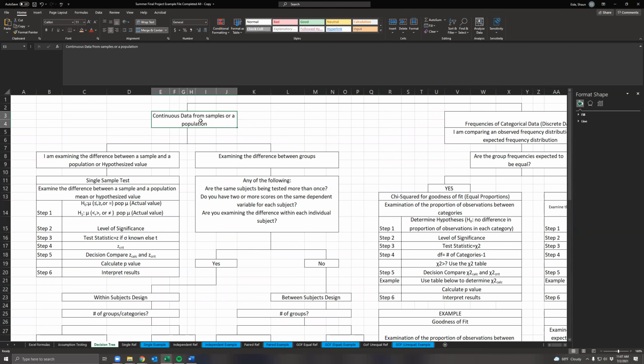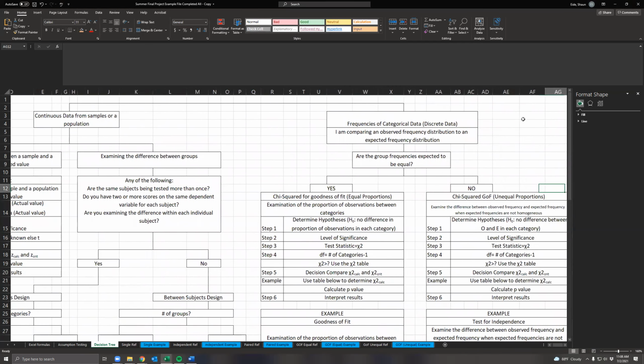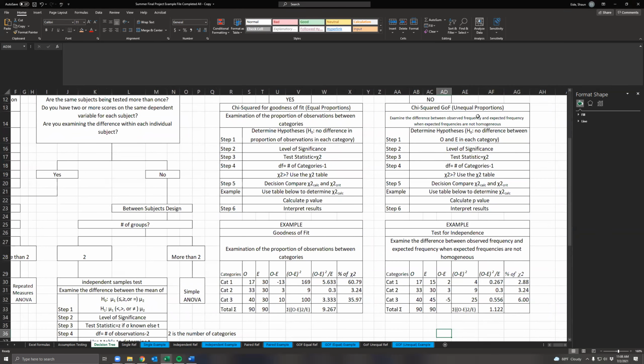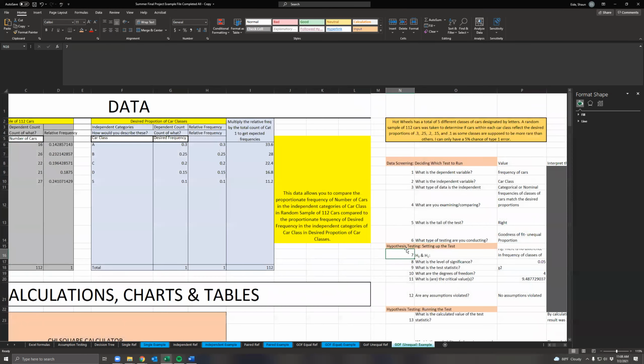You can either look at continuous data from a sample or a population or frequencies of categorical data. So we have 5 different categories and we are looking at the frequencies in each of those 5 categories. So that's what we're doing. We're looking at the frequencies. So I'm comparing the observed frequencies to an expected frequency distribution, which are the group frequencies expected to be equal? And the answer is no, they're expected to be unequal. So we're going to do goodness of fit chi-squared for unequal proportions, which is these right here. And so you can follow these right here, or we're just going to do it right here.